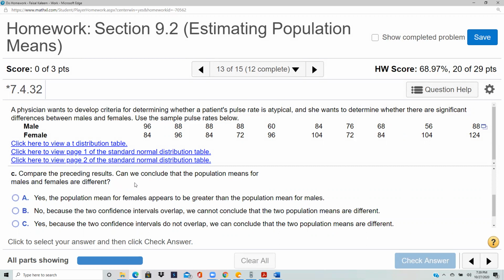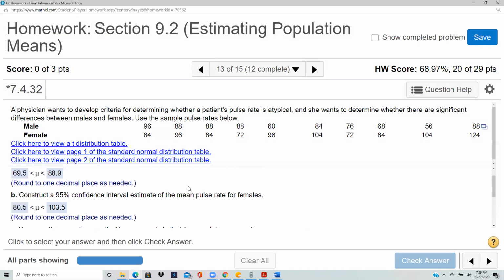Okay, compare the results. Can we conclude that the population means for males and females are different? So once again, let's review our understanding of confidence intervals. It's telling us that for the males, the pulse rate will be somewhere between 69.5 and 88.9, and for the females, somewhere between 80.5 and 103.5. Now, at first sight, it looks like they are different, but if you notice carefully, there is some overlap. For example, the value of 81 falls in this interval and also in this interval.